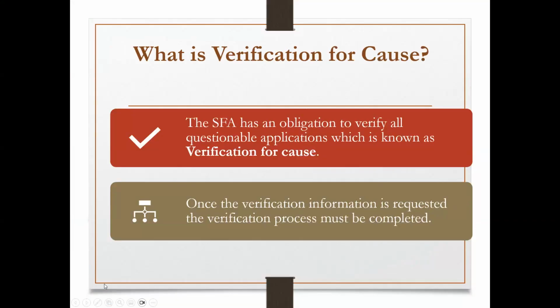All right, verification for cause. We talked about it briefly at the beginning of the presentation. Regulations at 7 CFR 245.6(a)(c)(7) require LEAs to verify any questionable application, including on a case-by-case basis, verifying any application for cause when the LEA is aware of additional income or persons in the household.